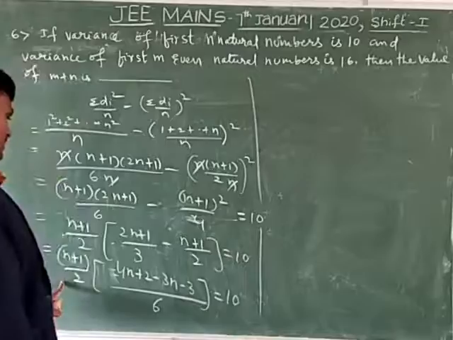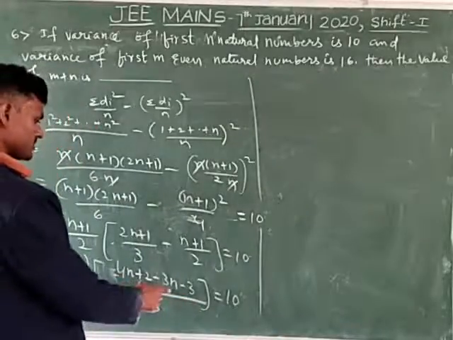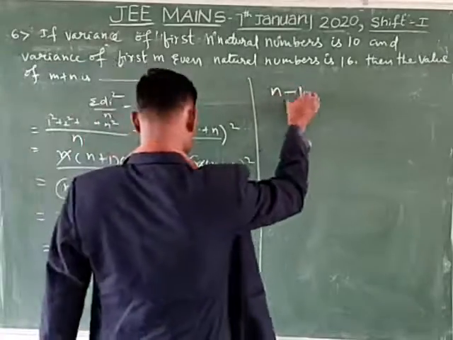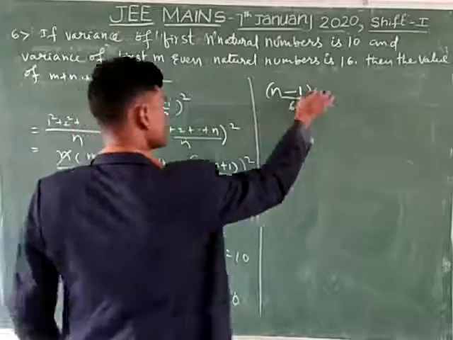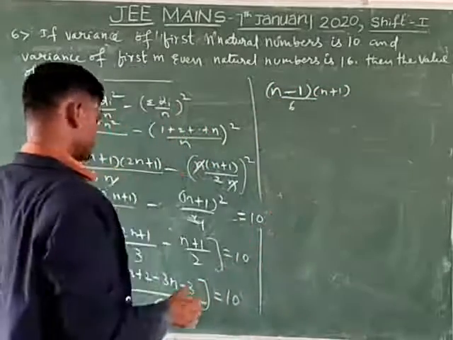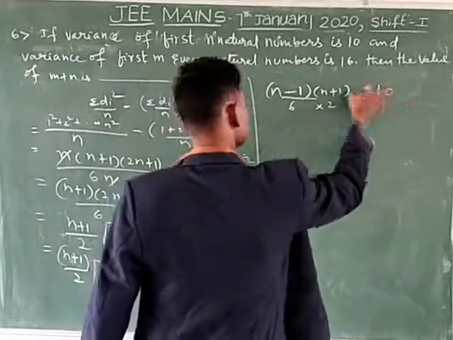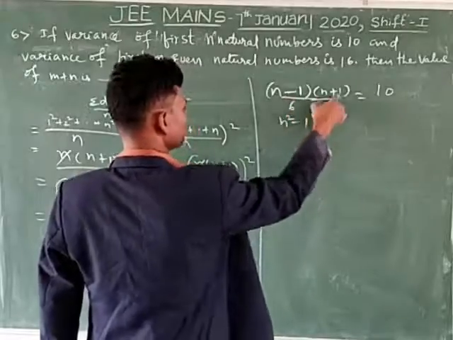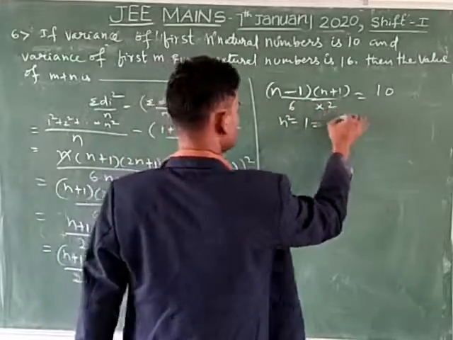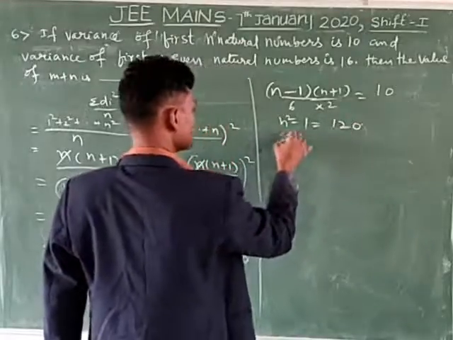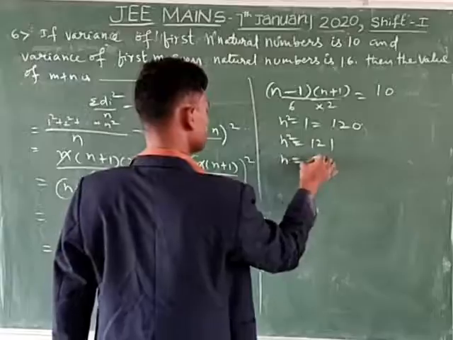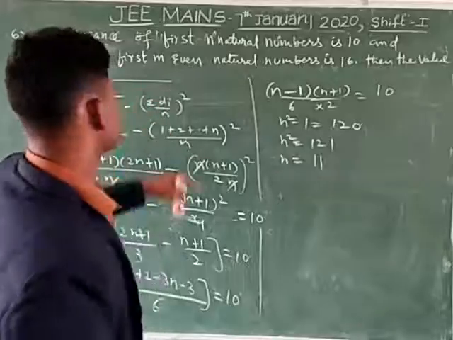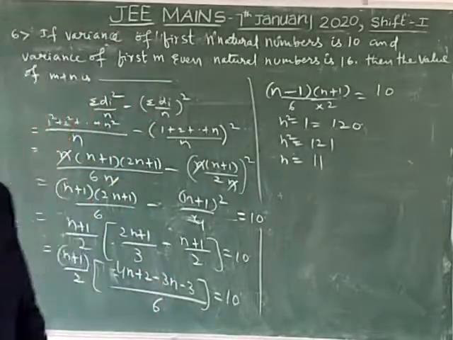Now see here, 4n minus 3n is n, and 2 minus 3 is minus 1, so n minus 1 by 6 into n plus 1, by 2 is equal to 10. Now this is n square minus 1, a minus b into a plus b, a square minus b square. Here 2 into 6 is 12, 12 into 10 is 120. Now n square is equal to 121, so n is equal to 11. Now we have to take the same for the first m even natural numbers, whose variance is equal to 16, as given.